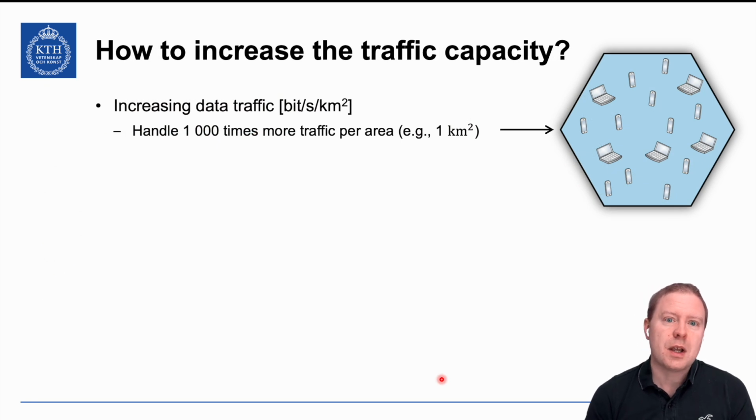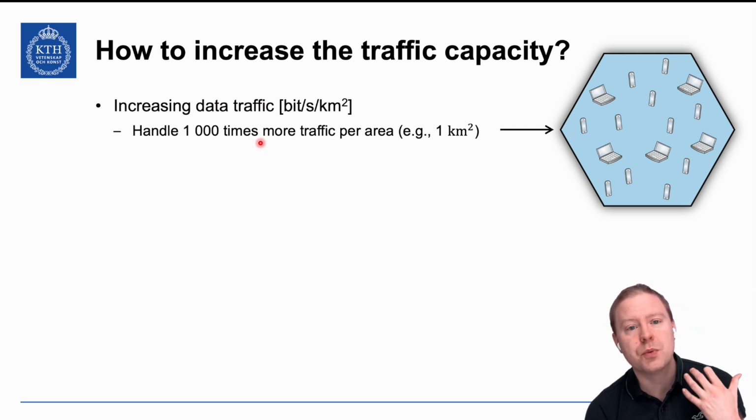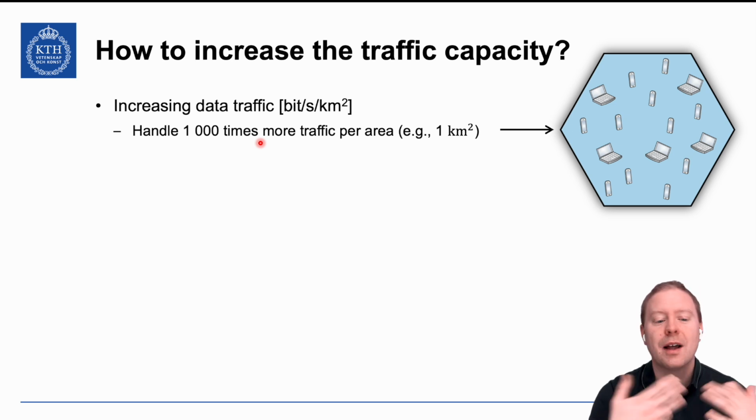So how do we build wireless networks that can deliver high traffic capacity when you're moving around? Well, one way of breaking this down is to consider a particular coverage area here. So this could, for example, be a 1 kilometer square area, and say that you would like to deliver a certain amount of traffic there, or that you would like to improve the networks from today to the future by, say, 1,000 times in this area. What could you do?